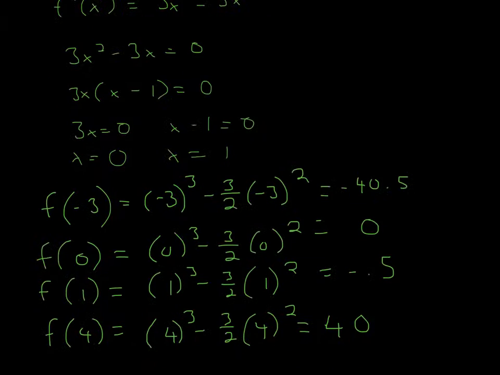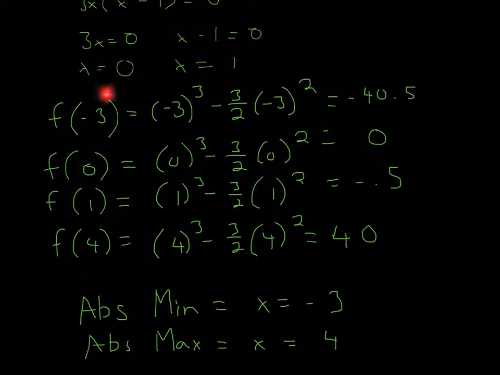So that's what I did here. All 4 of those points, I plugged in to the original function, and you get these numbers. After you plug everything in and do the arithmetic, you look for the smallest and the largest numbers. This will give you your absolute min and absolute max.